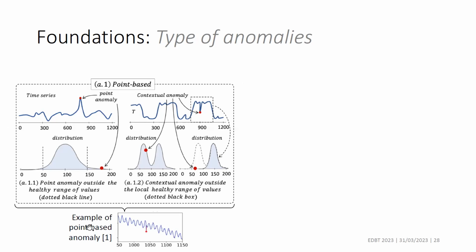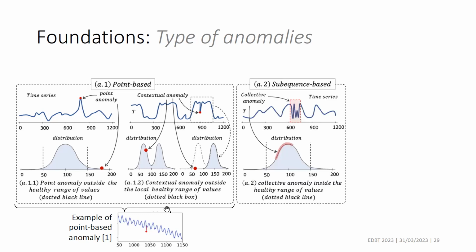So this is an example here, from the Yahoo benchmark, a very famous benchmark for time series. You see that there is a linear trend that decreases. There is an abnormal point. This is contextual. If you look at the global distribution of the time series, you won't see it. You need to look at the local distribution around the anomaly to actually identify the abnormal point here.